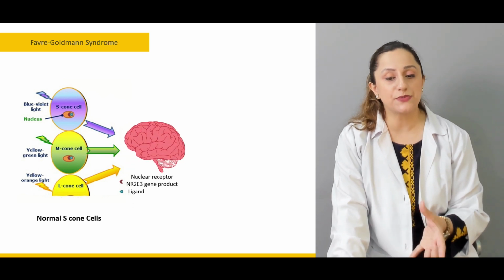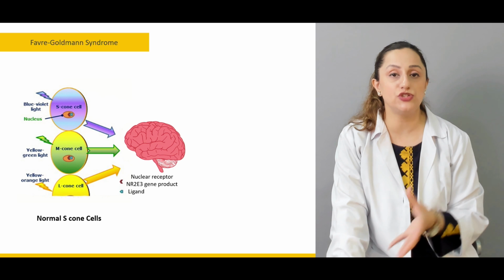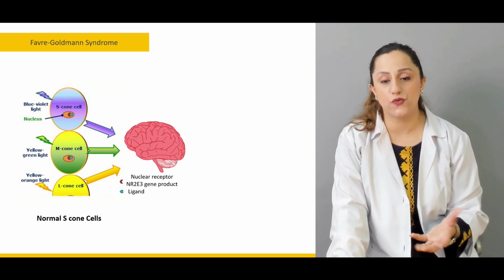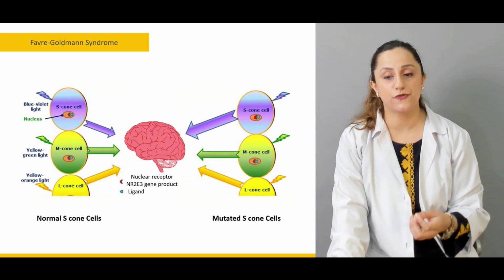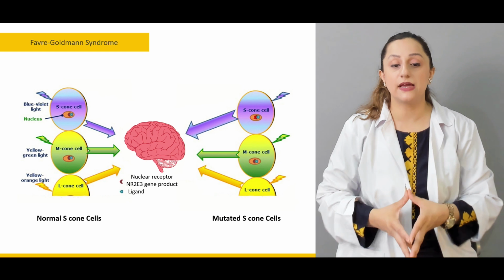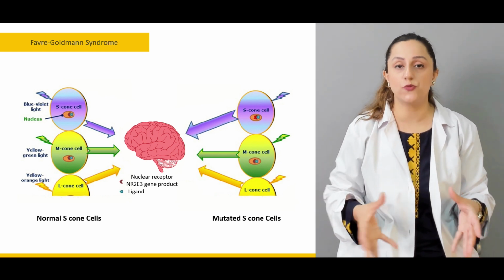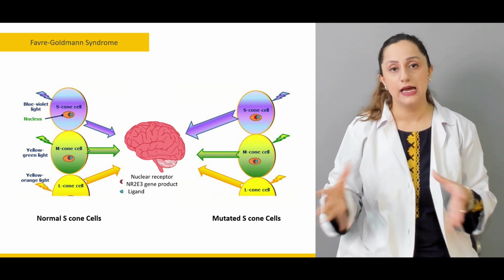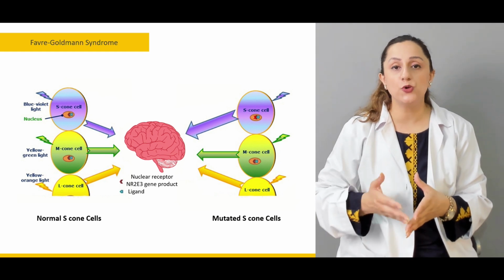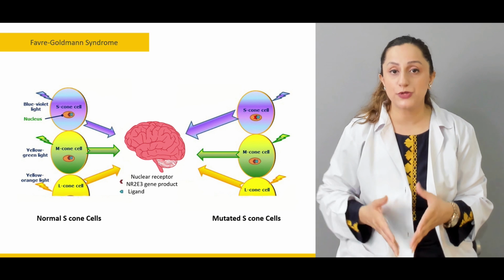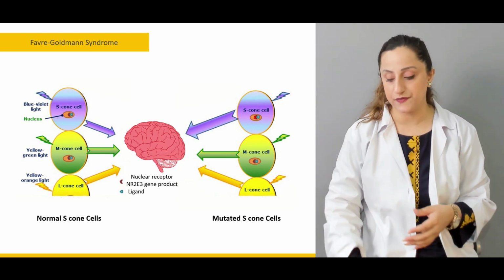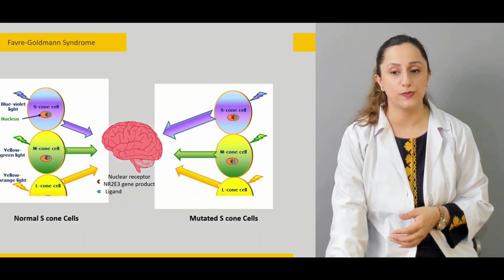The nuclear receptor NR2E3 is the gene product, and basically a ligand is also attached over there, and that is responsible for it. In cases of the mutated S-cone cells, they are not working in a proper manner, so the cone cells that are responsible for the blue-violet light interpretation are being affected in these patients of the Favre-Goldmann syndrome.